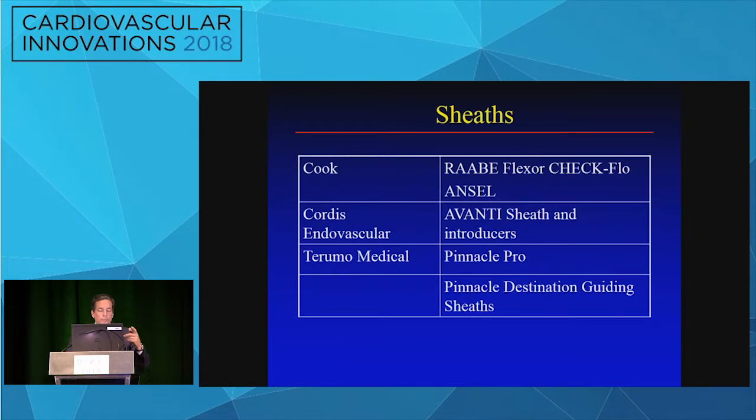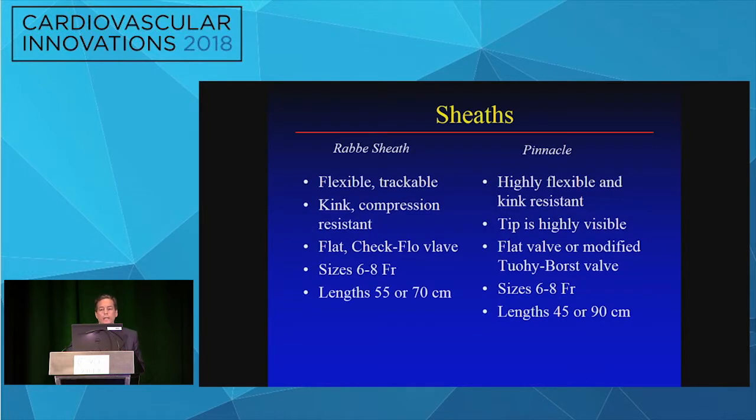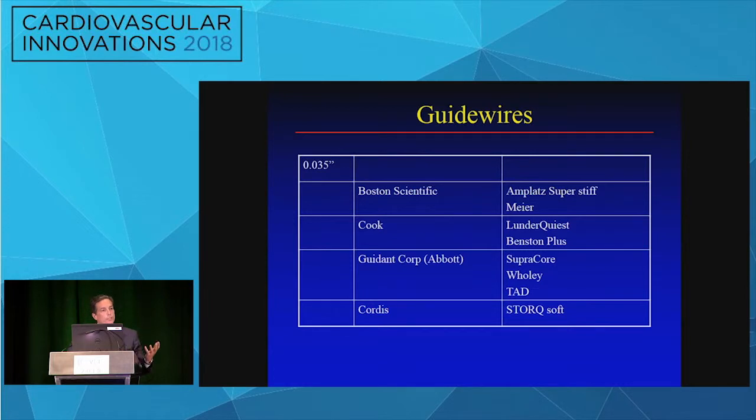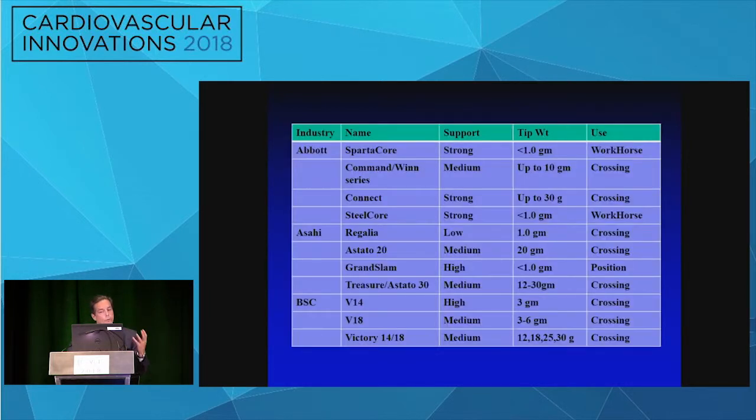I think I left it up here. There is one sheath that we use a lot of. It's really from an unknown source. It's a named individual by the name of Ansel, but it's actually pretty good. And then you have various guide wires. You're going to use 035 guide wires. You're going to use 014 guide wires. You're going to have CTO guide wires.